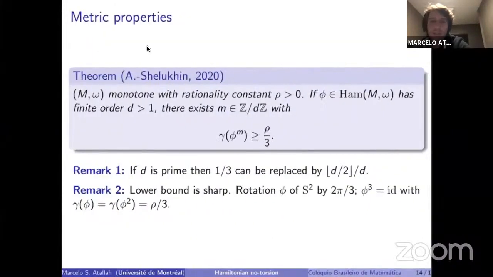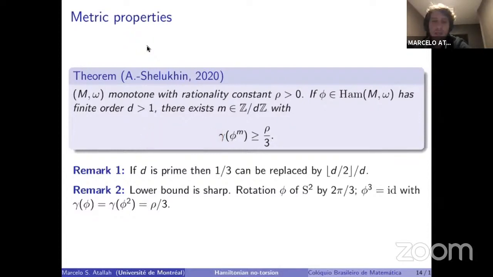And we show that when the manifold is monotone and phi is torsion, then for one of its iterations, the spectral norm is bounded below by rho over 3, where rho here is the rationality constant associated to the monotone manifold. Of course, that implies also this lower bound for the Hofer distance.